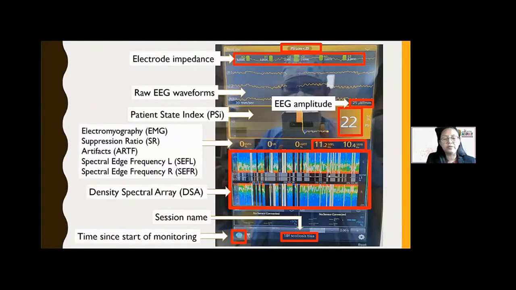You will also be able to see the raw EEG waveform. This number here shows the patient state index. You are also able to monitor the electromyography, suppression ratio, artifacts, spectral edge frequency on the left and right. The color graph in the middle of the screen is the density spectral array. You can also label your session, and you can also note the time since the start of EEG monitoring on the bottom left of the screen.